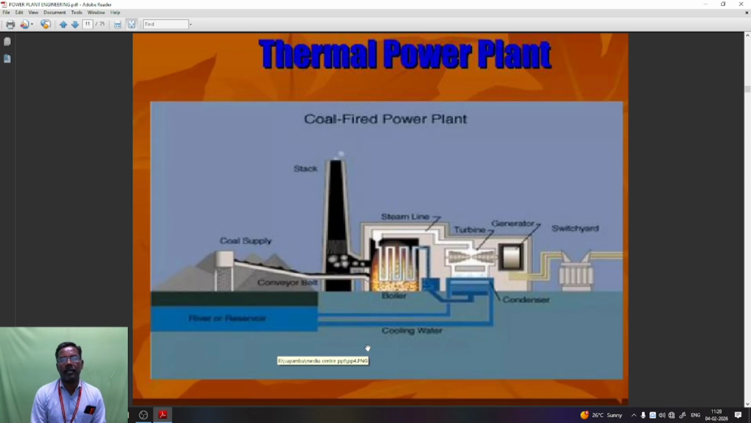Thermal power plant. This is a coal-fired power plant. The components of a thermal power plant are boiler, turbine, condenser, generator, chimney.